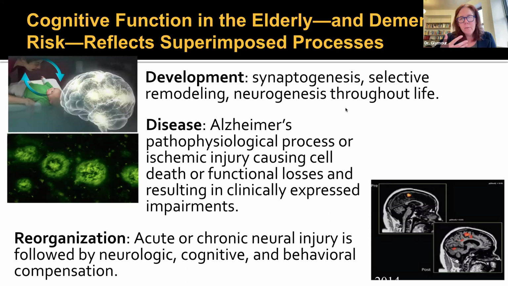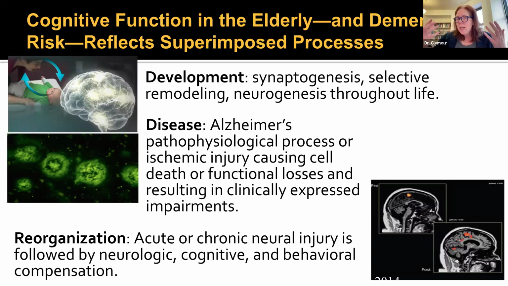And cognitive function at any given point in time isn't just a function of disease, of course. Cognitive function as measured at any point in time, even in very old people, reflects a combination of multiple superimposed processes. There's a developmental process that is very active in early life, synaptogenesis, neuronal remodeling. That happens rapidly in early life and slows down, but still occurs throughout life. There are disease processes like what I mentioned, Alzheimer's disease, ischemic injury from cerebrovascular disease, and these kinds of disease processes that cause neuronal injury and death.